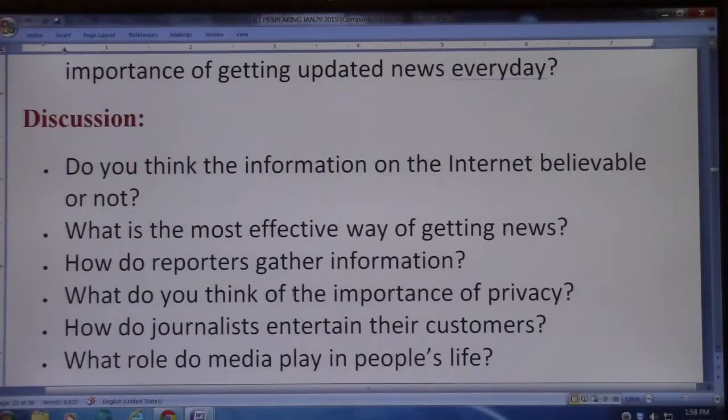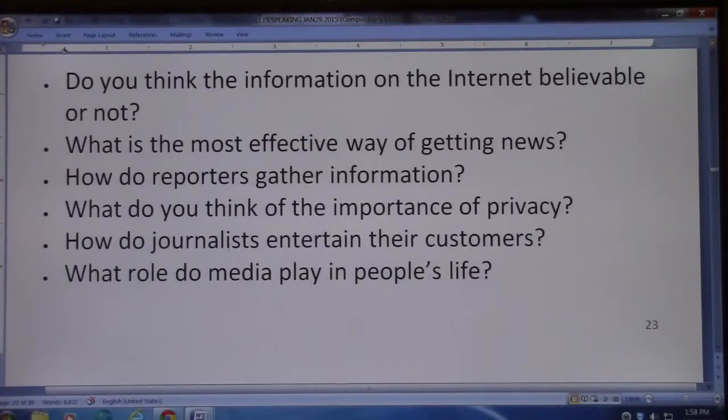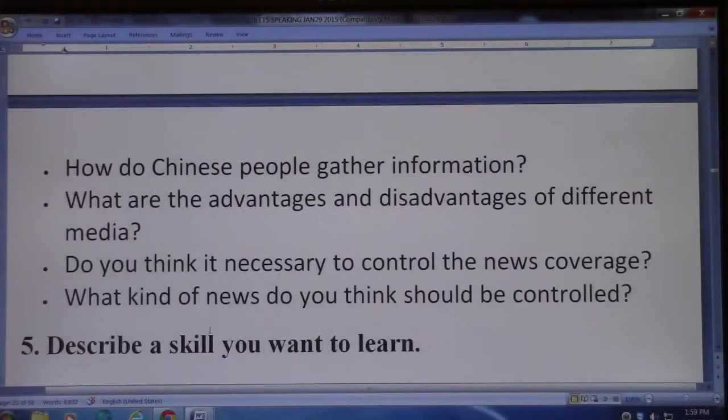So this was about news and discussion about news. Do you think the information on the internet is believable or not? So what is the most effective way of getting news? How do reporters gather information? What do you think of the importance of privacy? And how do journalists entertain their customers? What role do media play in people's life?